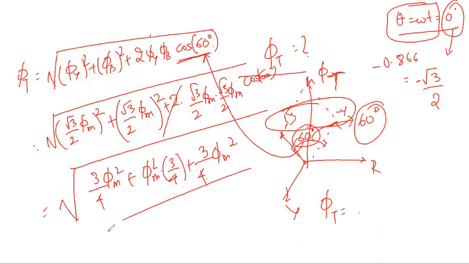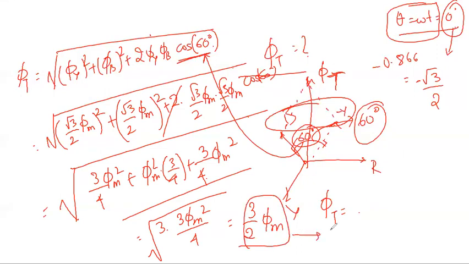If I add all these up, it would be 3 phi m squared divided by 2. So under the root, I'll have 3 by 2 times phi m, which is nothing but 1.5 times phi m. So this is the value of the resultant flux. The resultant flux is found to be 1.5 times phi m.